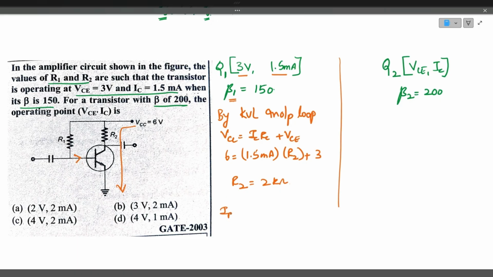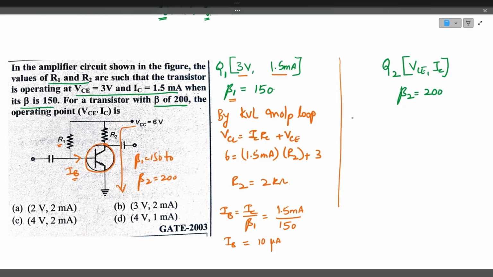Now the base current IB is equal to IC divided by beta. IC is 1.5 milliamps, beta value is 150, beta 1. So the base current is 10 microamperes. The base current remains the same here because the base current depends on R1, and R1 is a fixed value. It doesn't change. We are changing only the transistor, from beta 1 of 150 to beta 2 of 200. So now the transistor is replaced.